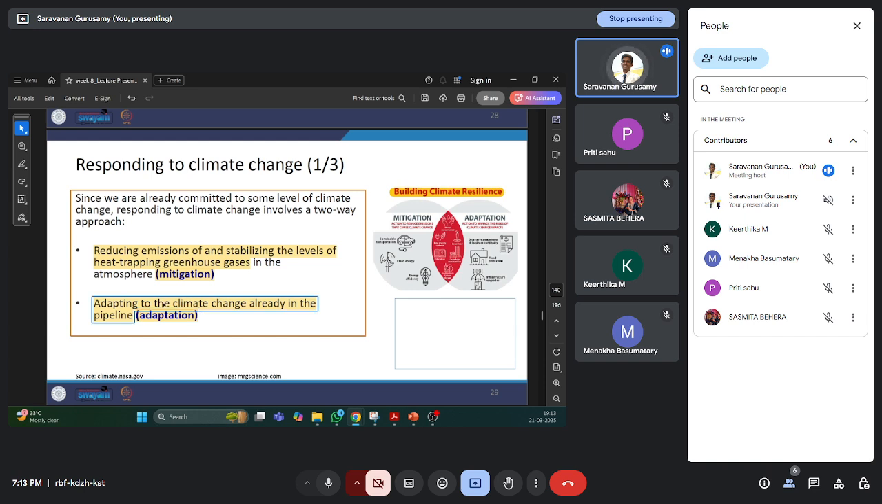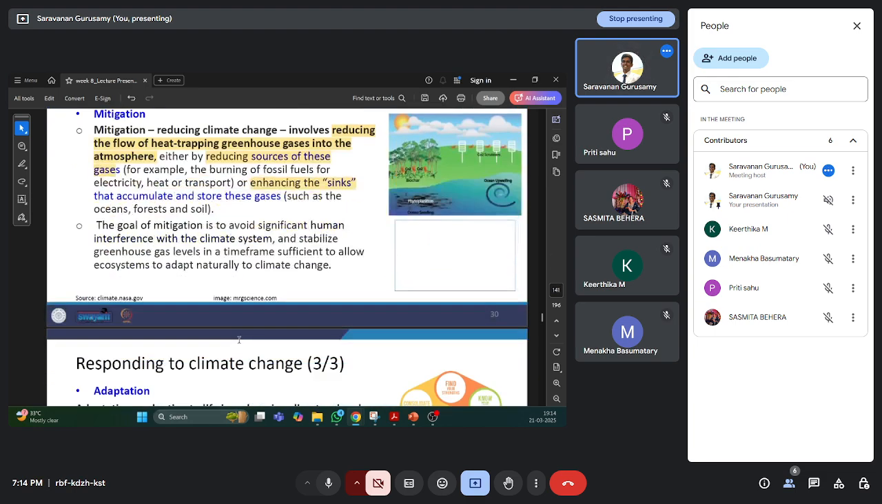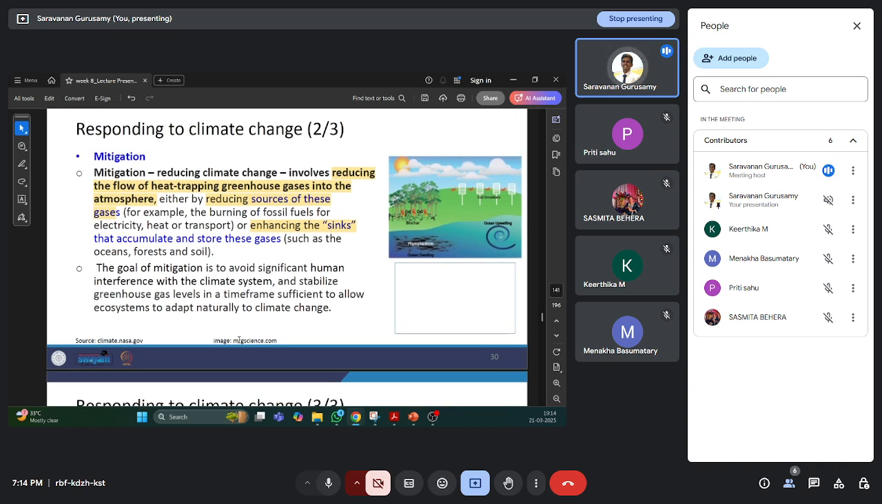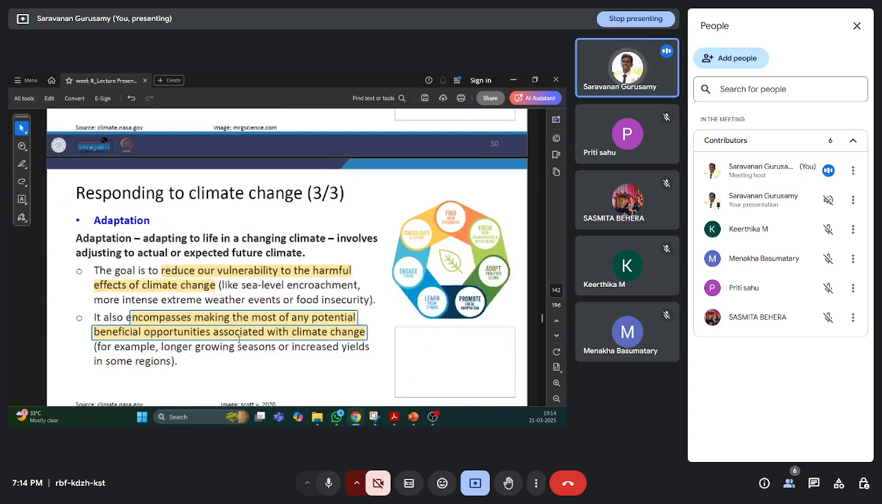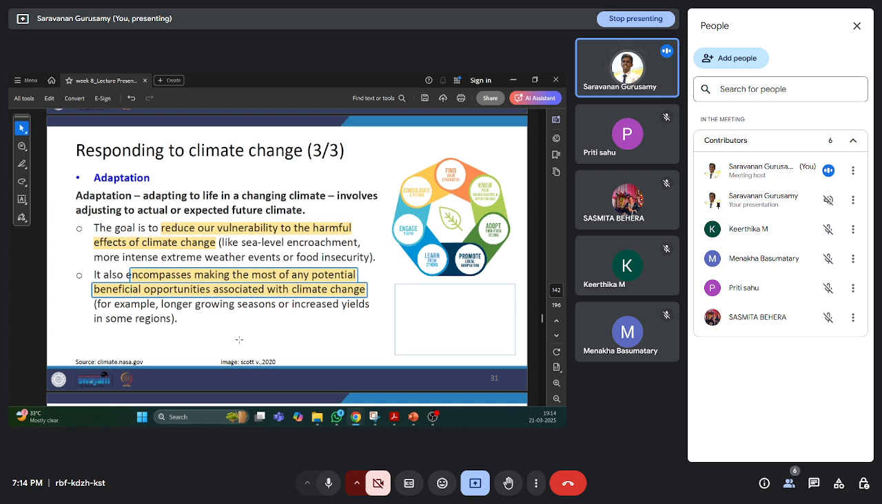That's why civil engineers are more into this type of air pollution and climate change things. So mitigation by reducing the flow of heat trapping greenhouse gases, adaptation by reducing our vulnerability to the harmful effect of the climate change. That is, already climate change effects are there. How can we adapt to that by reducing our vulnerability? That is adaptation.